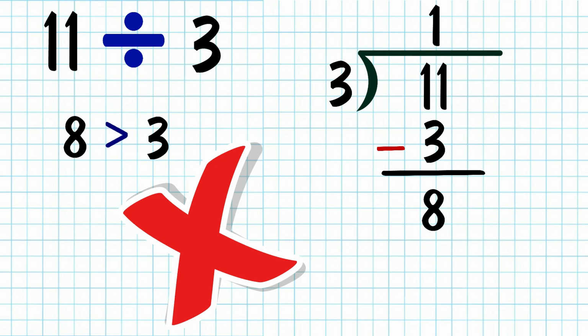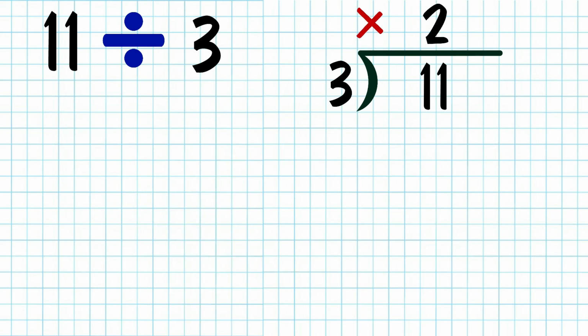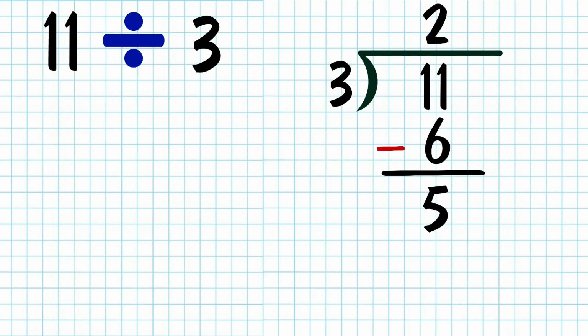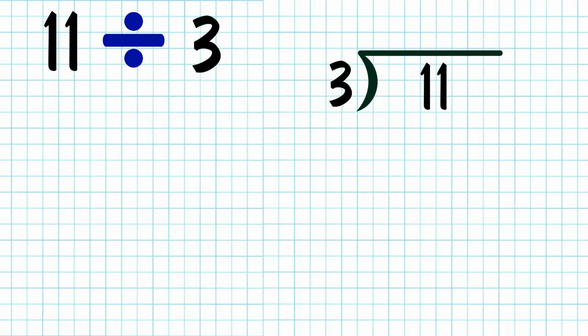So, we need to keep on checking the times tables until we reach a number where, whatever the remainder is, it cannot be further divided. So, let's check it with 2 times 3. It gives us 6. Again, when we subtract 6 from 11, we get 5, which is still greater than 3. So, it is also not the correct answer.